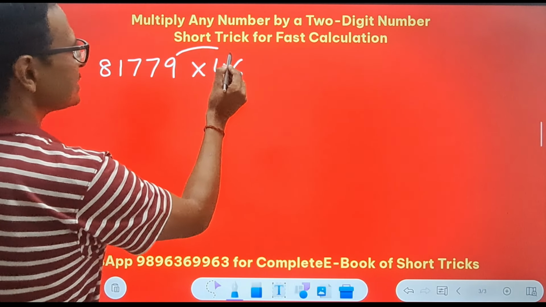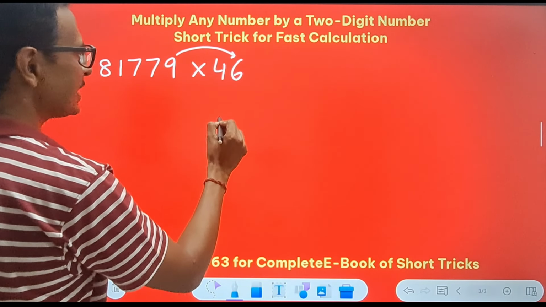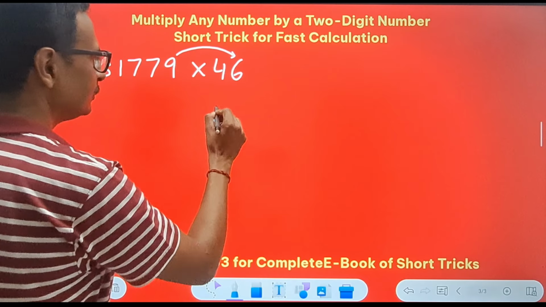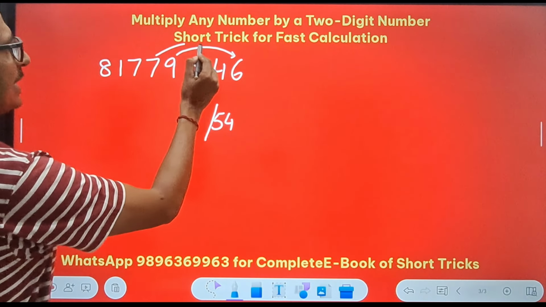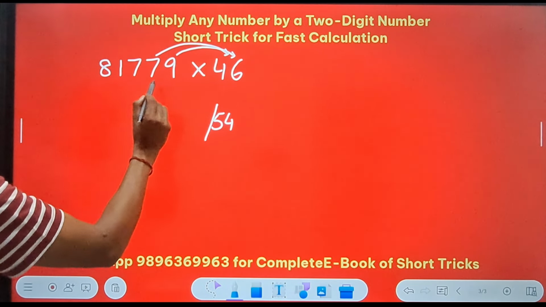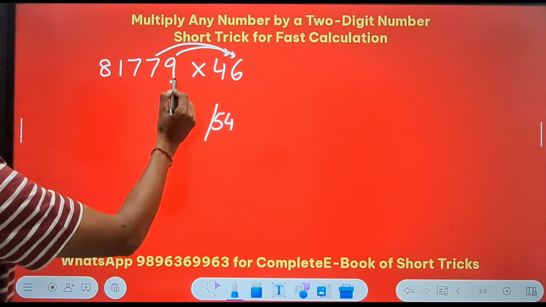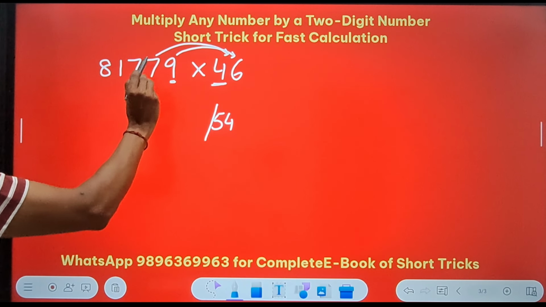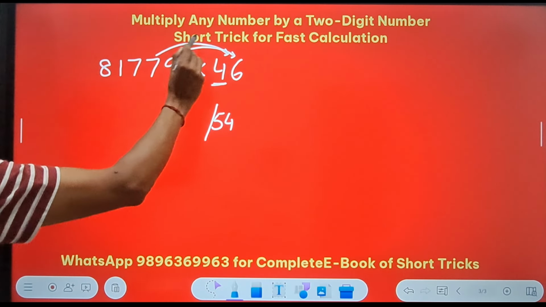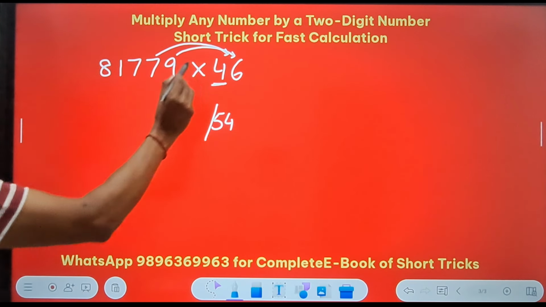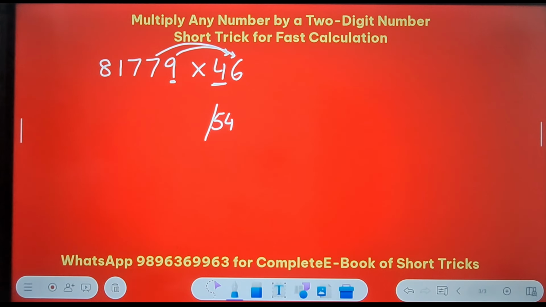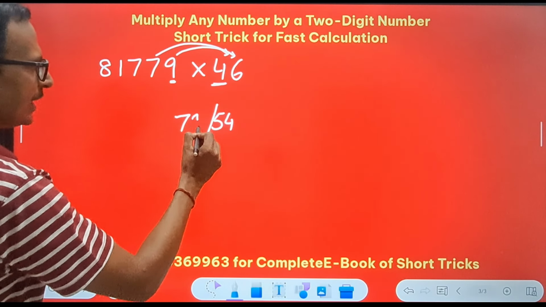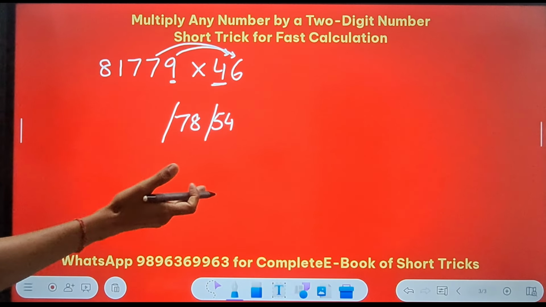9 times 6 is 54. So the last number is going to be 54. Followed by 7 times 6 is 42. And I have to do 9 times, this time here we have 4, right? So I have to do 4 times this and then add it to the product. So 42 plus 36 is 78. So I have 78. You need to be good with your addition skills.